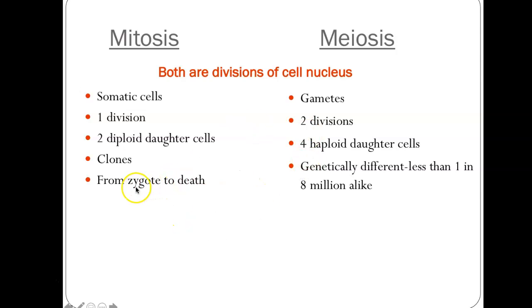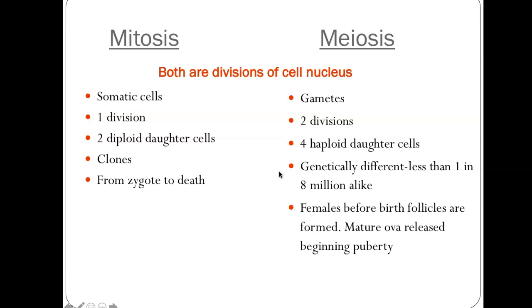Mitosis occurs from zygote to death. So when a sperm and egg fuse and form a zygote, mitosis is going to occur until, if we're talking about humans, the human is deceased. Meiosis, this is kind of interesting. Females before birth, follicles are formed. So basically meiosis has occurred in females before birth, which is pretty interesting. And then mature eggs are released when she hits puberty. And the purpose of mitosis is for growth and repair, and the purpose for meiosis is reproduction.